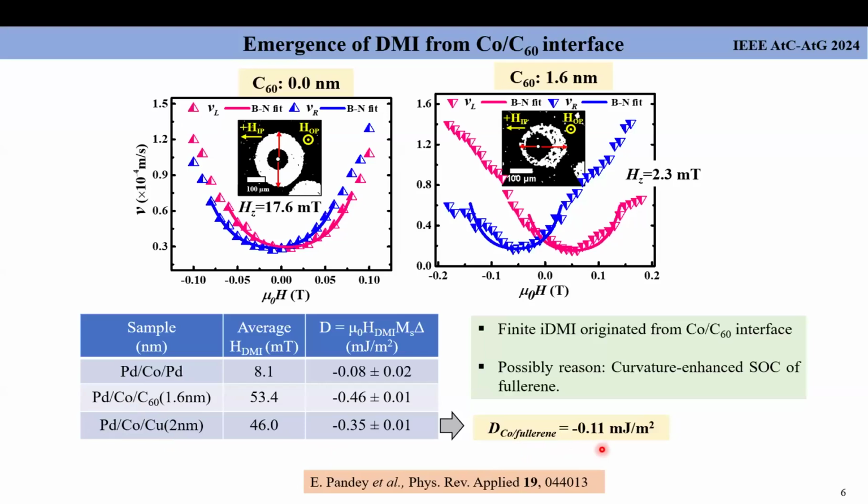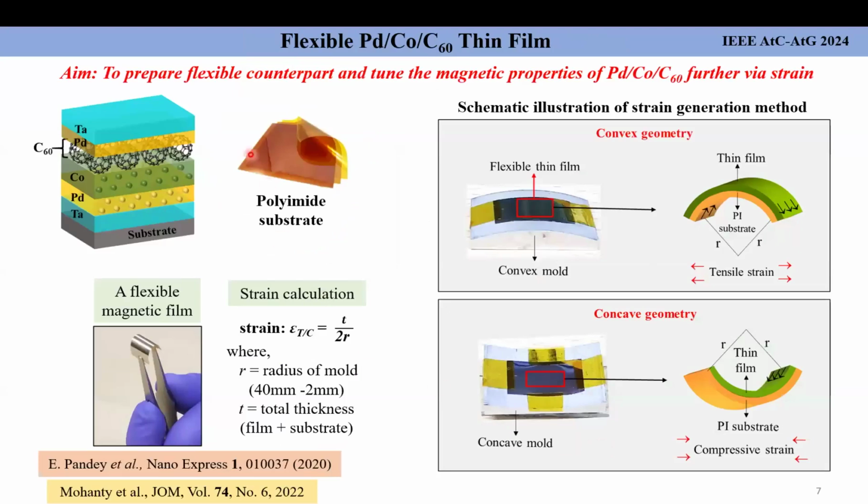To further tune such magnetic properties of the palladium cobalt C60 samples, we have prepared them on a flexible polyimide substrate, and we have used this flexible substrate to generate a systematic strain upon which we want to study the magnetic properties. To apply strain, we have used molds of different geometries, like convex and concave shape.